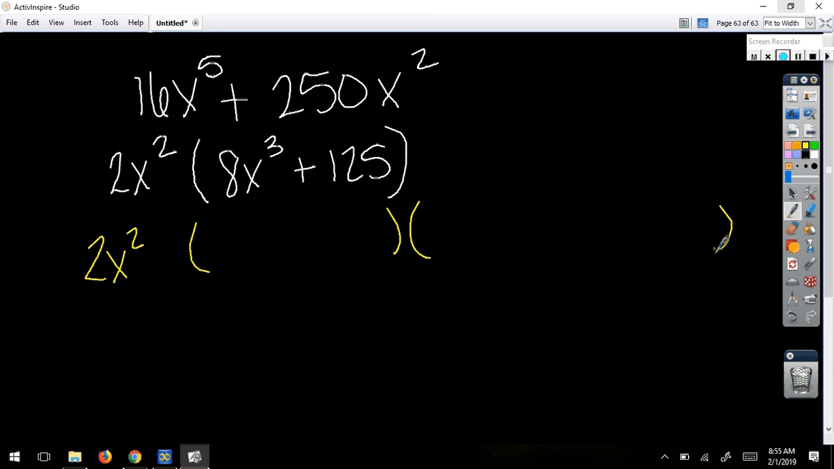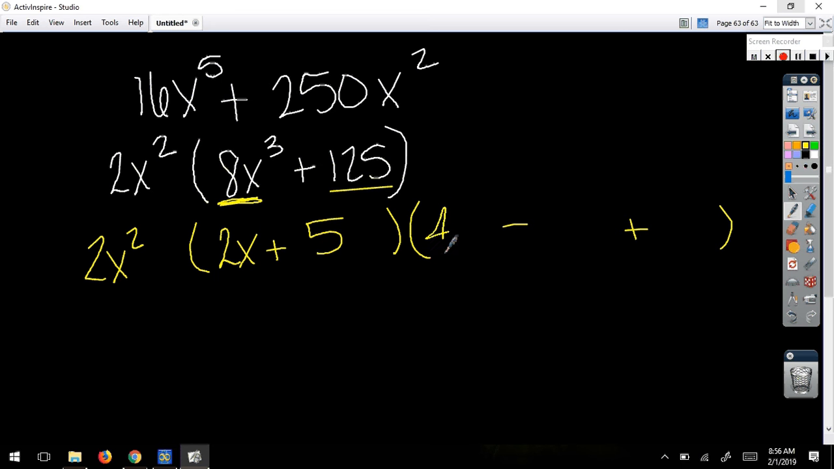Plus. Minus. Plus. What times itself 3 times gives you 8x cubed? 2x. What times itself 3 times gives you 125? 5. First spot is the first one squared. So what goes in the first spot? Close. 4x squared. Good job, Kiana. You got to square both of them.